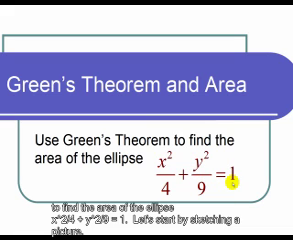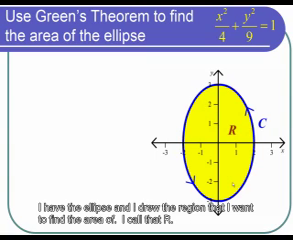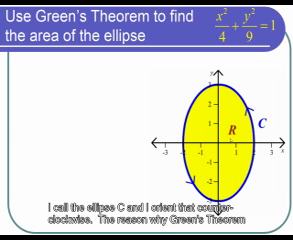So let's start by sketching a picture. I have my ellipse, and I drew the region that I want to find the area of. I call that R. And I call the ellipse C, and I orient that counterclockwise.